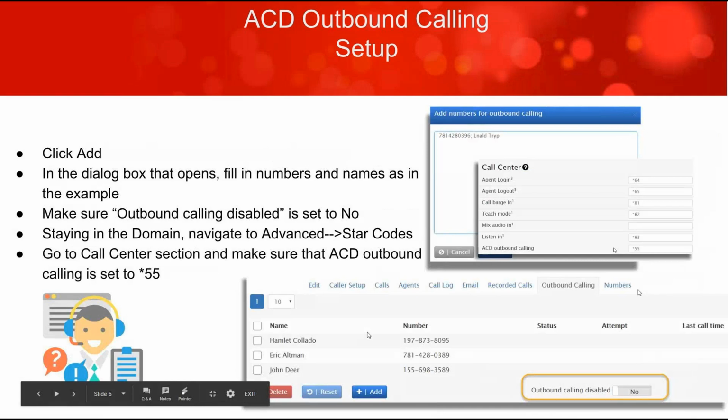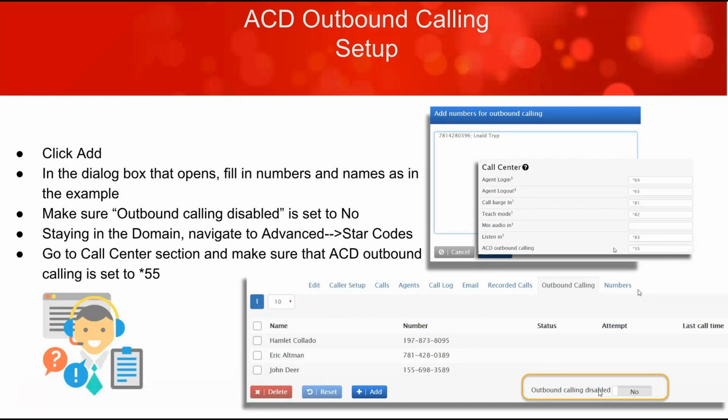Now, once you're there, you want to click the add button. The add button will allow you to now add numbers for outbound calling. So a dialog box opens up. It gives you a little example of how you're going to fill this out, and you go ahead and just put those numbers in the list, and they'll show up down here in that list once you've created them. You also want to make sure there's a little button over here, outbound calling disabled. You want to make sure that's set to no, because we do want to allow outbound calling, obviously, for this campaign. And then while you're still in the domain, you're going to navigate to advanced and star codes.